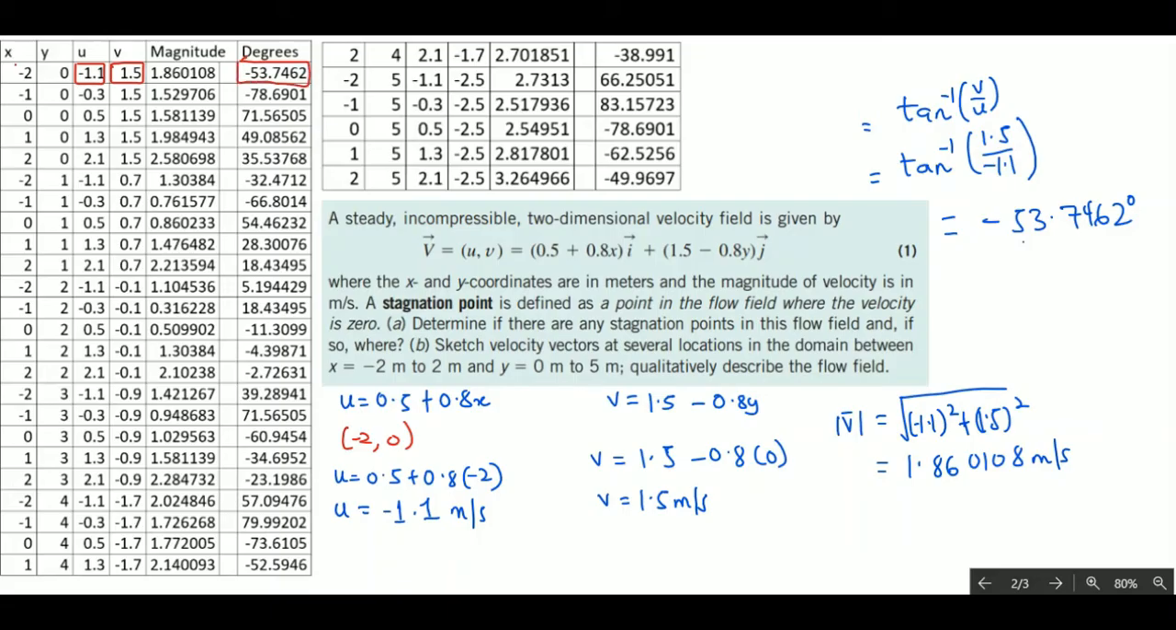I'm going to do the same for all the x and then the y values. We pick an x and y value combination, you find the u value, and then you find the v value, then calculate the magnitude, then you find the angle.